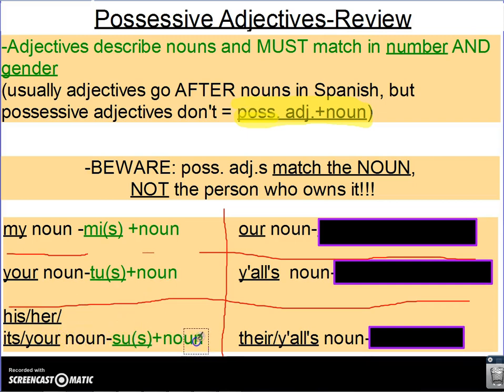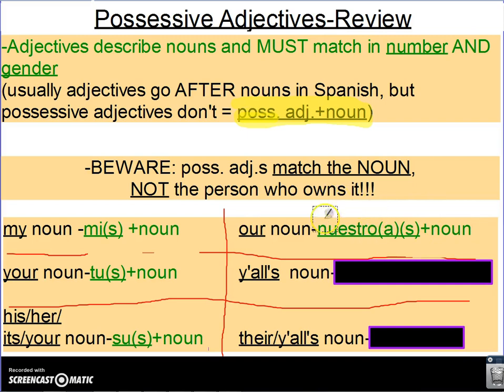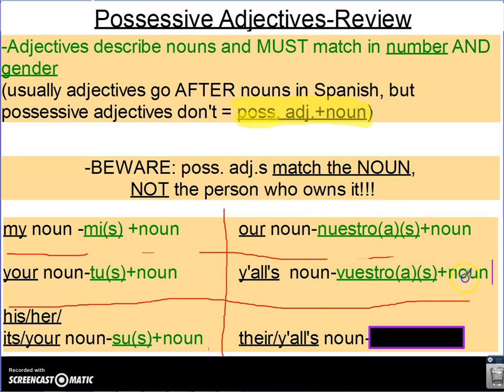sus plus the noun. If I want to say our book or our cat or whatever the case may be, this time there are 4 different forms because there's also masculine or feminine. So nuestro or nuestra, nuestros or nuestras. And your guys's in Spain would be vuestro, and there are 4 forms of this one as well. And then if I'm not in Spain and I want to say your guys's or y'all's book or their book, su or sus plus the noun.